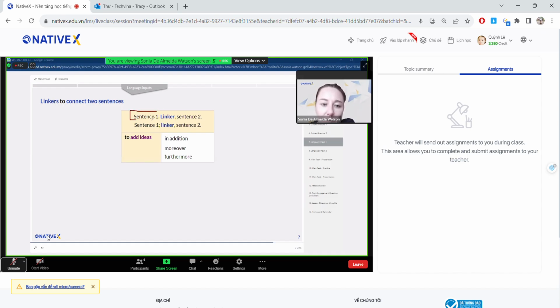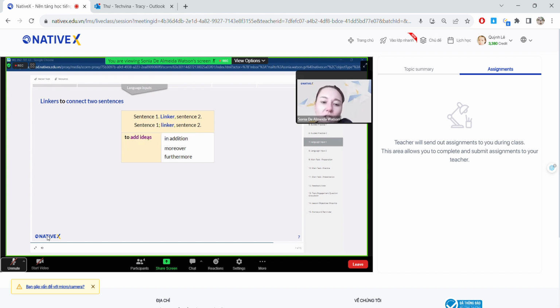We can have sentence number 1 with a full stop. Then we can start sentence number 2 with a linker. If we want a different structure, the only thing that's different is we can use a semicolon and make one joined sentence with sentence number 2. That's the only real difference.